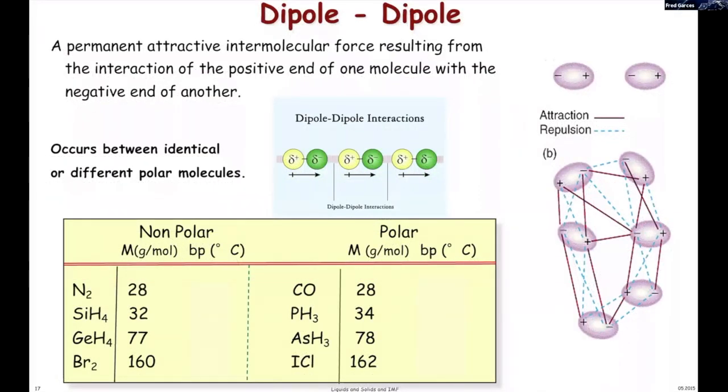Dipole. We're looking at polarity. The polarity is the difference in electronegativity. Remember? So nitrogen is nonpolar. Silicon tetrahydride is nonpolar. Germanium tetrahydride is nonpolar. Bromine is nonpolar. But these chemicals down here are bigger.